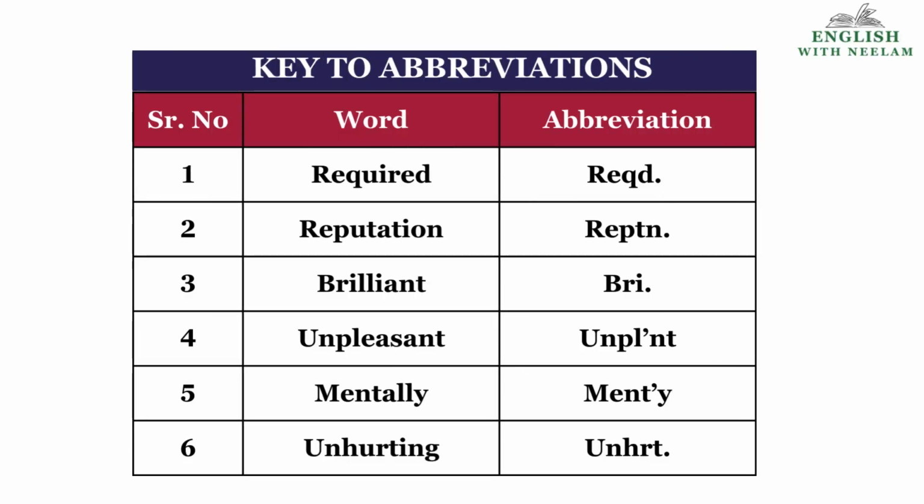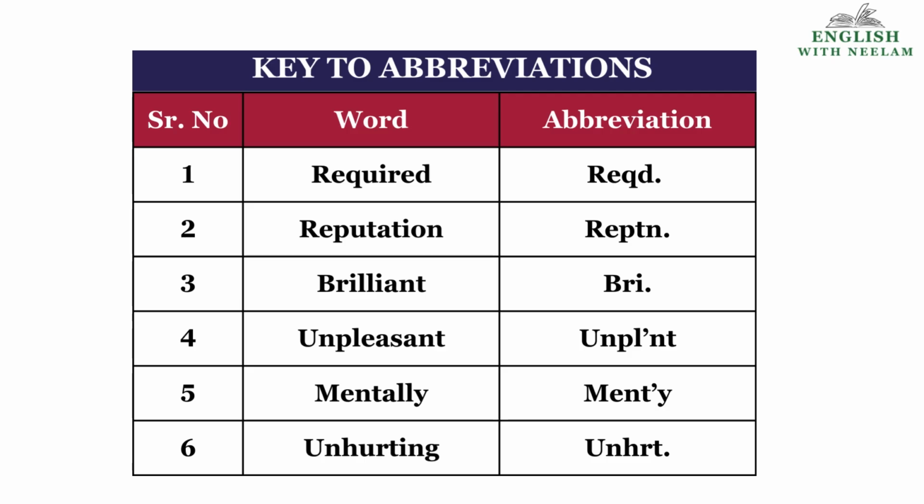Now I tell you, children, how to make your own abbreviations. Suppose this word is required. See, children, first 3 letters and then the last letter. R-E-Q-D. After that you can put a dot. Then reputation. First 3 letters, then in between 1 letter and then the last one. This way, children, you can make your own abbreviation. See, abbreviation of brilliant. First 3 letters, enough. Unpleasant. See how I have made this abbreviation.